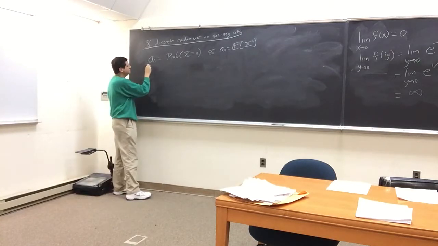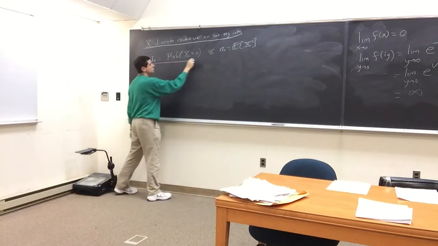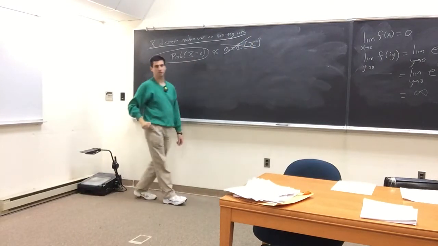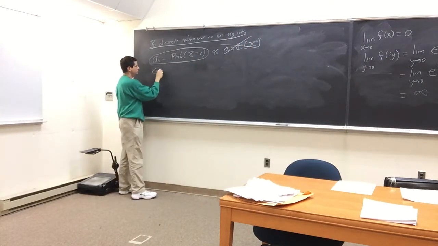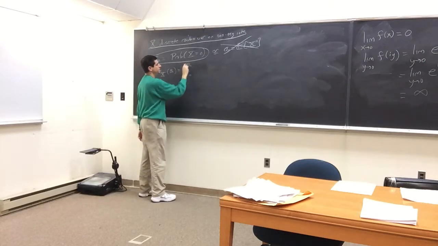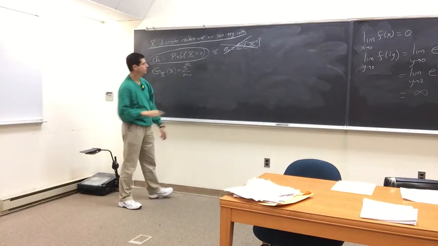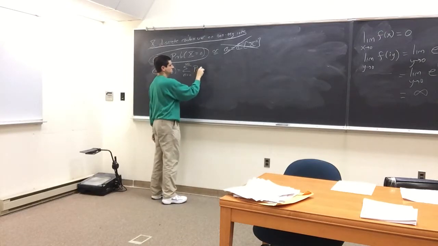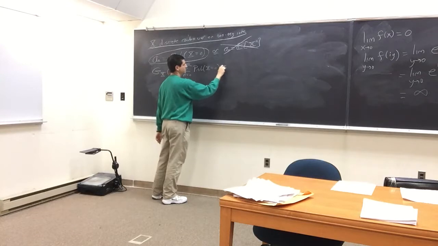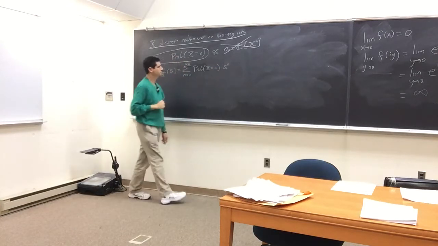So let's consider this one. We'll consider this for now. We'll ignore that for now. And we'll let G_A, well, I'll call it G_X of s, be the sum from n equals 0 to infinity of the probability that X equals n times s to the n.